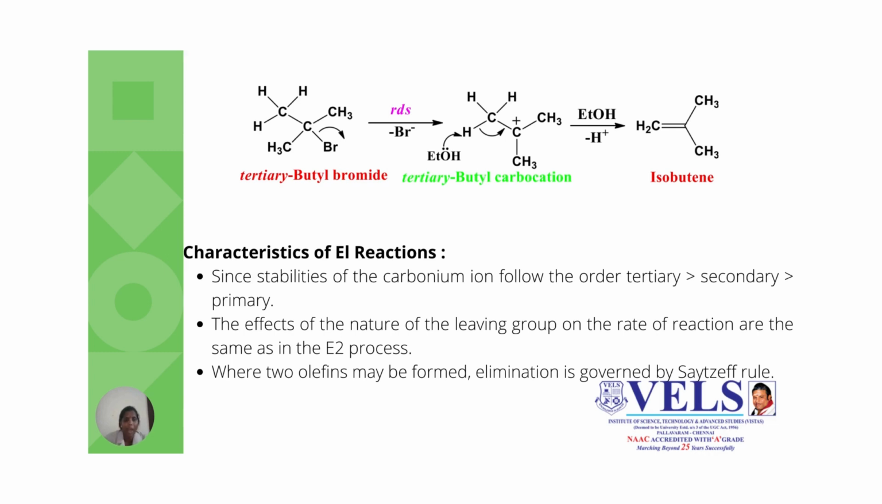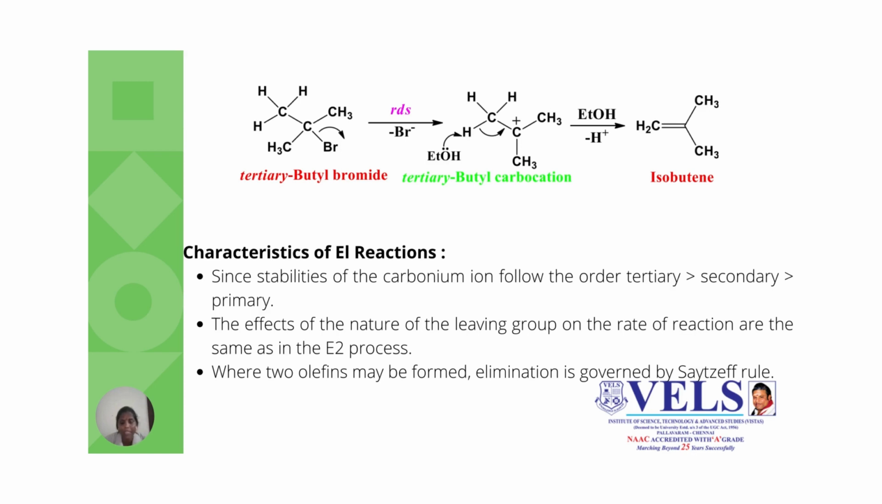What is the reaction? We have to take tertiary butyl bromide. As we said earlier, in the first step the leaving group gets removed and it leads to the formation of a carbocation. In the second step, the proton gets removed and it leads to the formation of isobutene. This is the mechanism of the E1 elimination reaction.